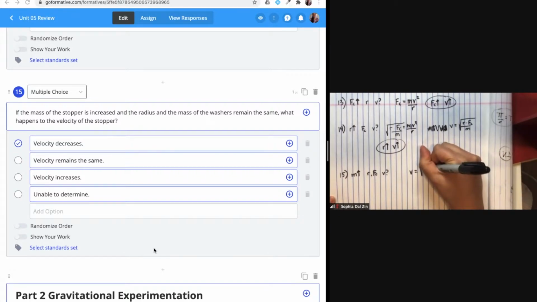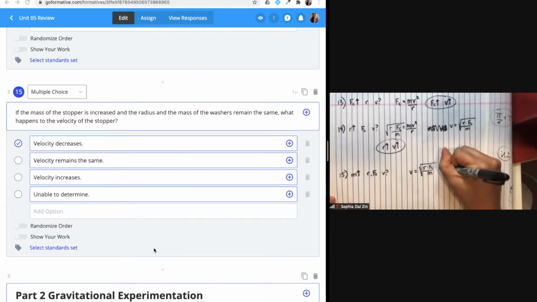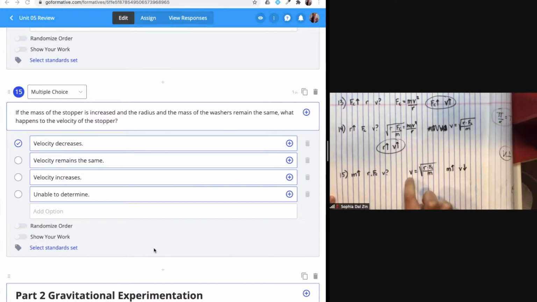Velocity is proportional to radius and centripetal force, but is inversely proportional to mass. If I make this a heavier, more massive, more inertia-having object, that makes the velocity smaller. Because I'm applying the same force to a more massive object, it's going to go slower. And that's why I said for 15, velocity decreases.